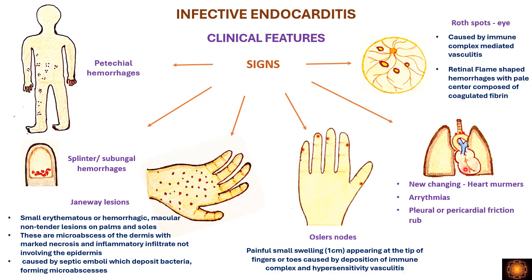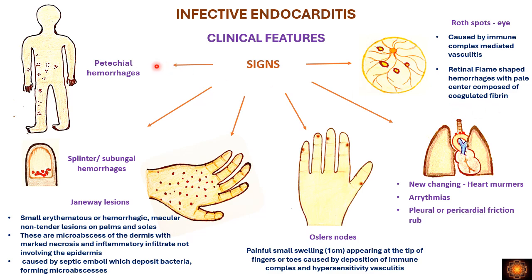Now other changes in the heart and the respiratory system: the patient will develop new heart murmurs, can have arrhythmias and pleural or pericardial friction rub. And in the eyes, when we look in the retina, we have hemorrhages, which are called Roth spots. Now these hemorrhages are caused again by vasculitis, which is caused by immune complexes. These hemorrhages appear flame shaped, and we have a pale center. Now this pale center is because of the deposition of coagulated fibrin.